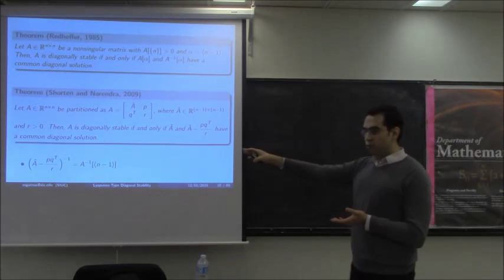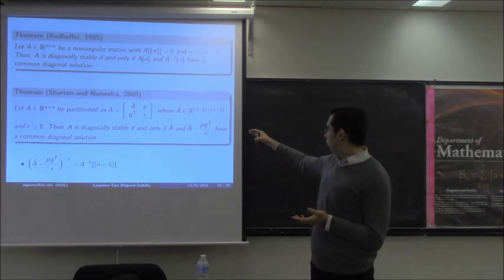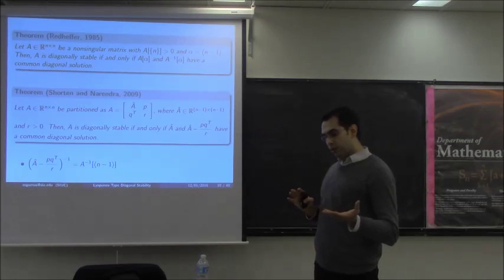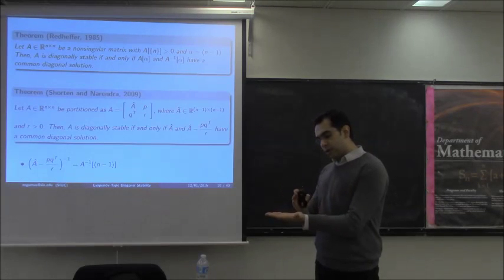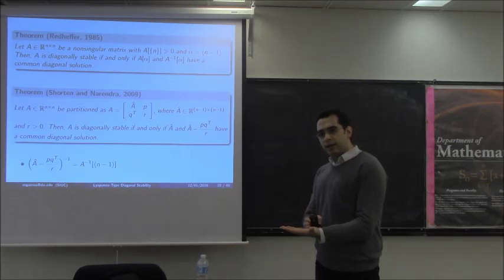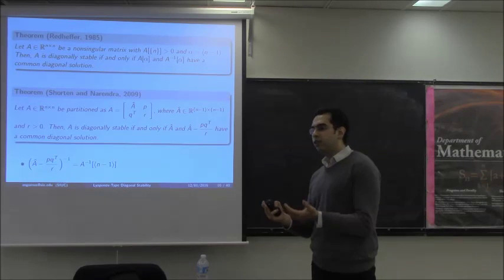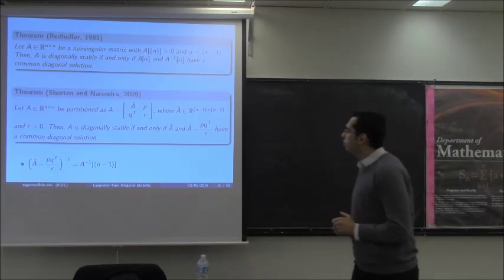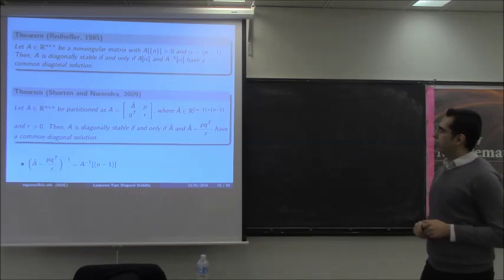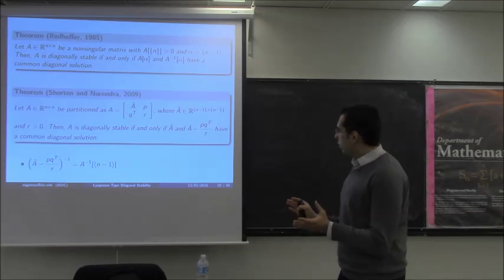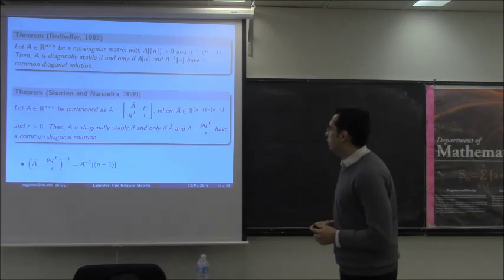But again, they don't use this inverse. They just use the original matrix. And this depends on the result that a matrix A, if it is diagonally stable, shares a common diagonal solution with its inverse. So by using this, another result, they just restate this theorem.